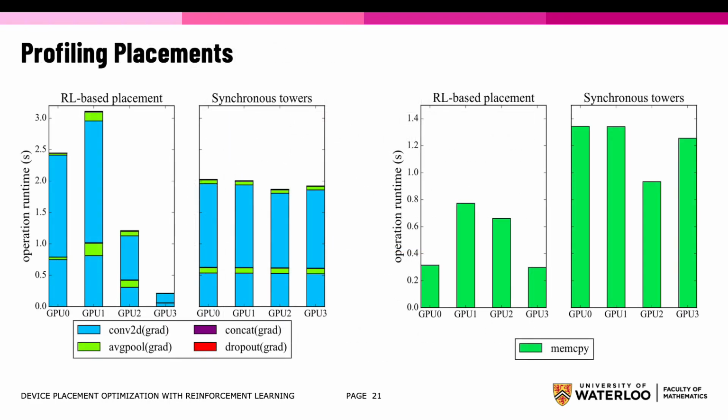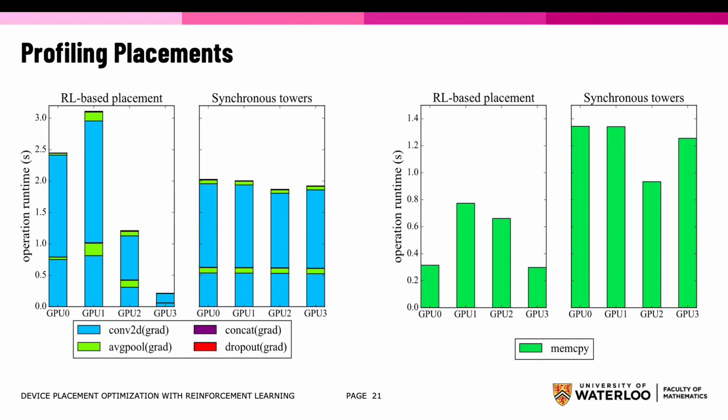In these diagrams, the authors are profiling the placements found for the Inception v3 model using our RL-based approach and a synchronous towers approach, which is parallel execution with synchronous weight updates. So the synchronous towers approach distributes the workload evenly, as you can see in the left diagram, but the RL-based method finds a very unbalanced placement as being optimal. And believe it or not, this actually is an improvement.